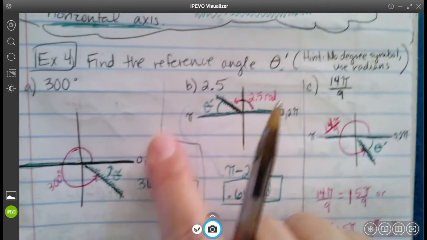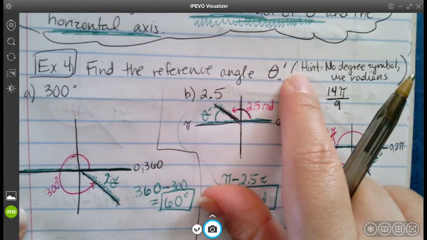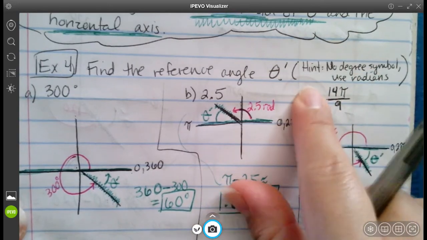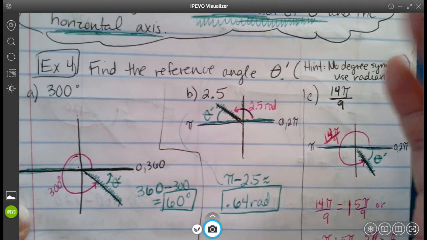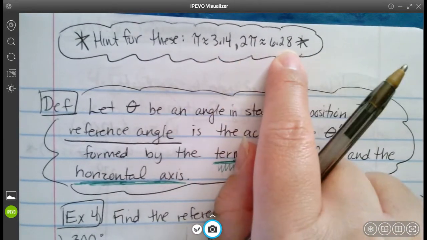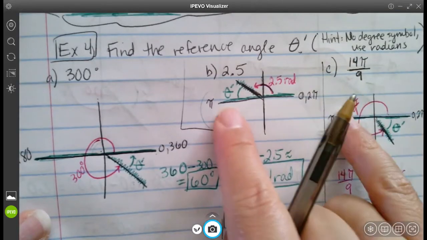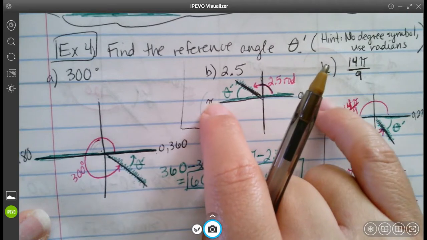Okay. We have another one, 2.5. And this one I have another hint that I put. If there's no degree, we have to use radians. And that's why I have that hint about, well, what are radians in terms of decimals? Okay, so we know that pi is about this and 2 pi is about that. And I chose those two because those represent the ends of the x-axis.